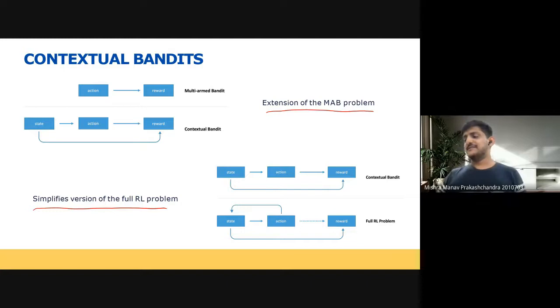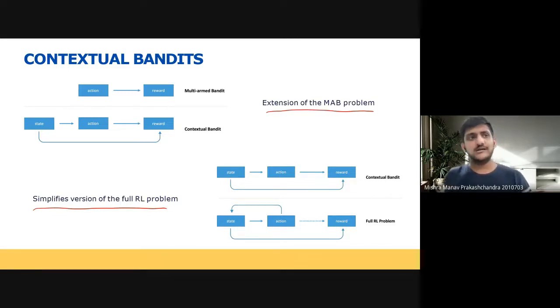Okay. So in the multi-arm bandit problem, you don't have a notion of a state. The agent has a bunch of actions. It selects the actions based on the Q value estimate that it has, and it gets a reward, and so on. But in contextual bandits, it also takes into account the state the agent is in. So it introduces the notion of a state. It considers the state it is in, and based on that, it takes an action and gets a corresponding reward. This way it can be thought of as an extension of the multi-arm bandit problem.